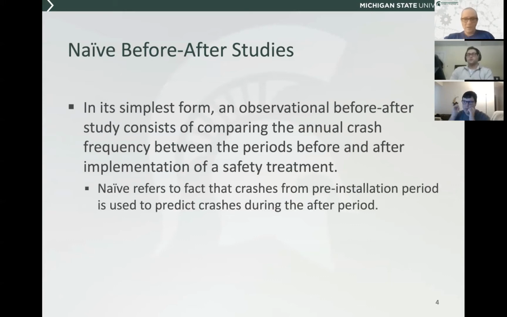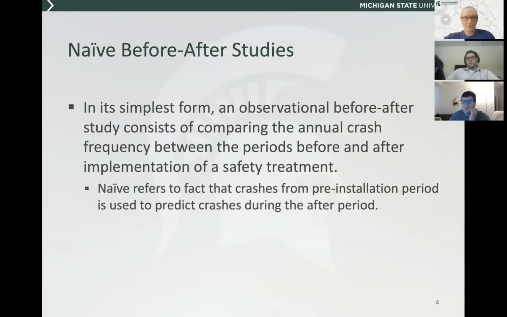Okay. And so we generally refer to it, and it's somewhat funny that we refer to it, as naive before and after, because the name makes it sound like it's not a particularly good method. With that being said, a lot of states use this, and it gives us a reasonably good estimate, in lieu of more complex statistical analysis, of what the effectiveness of some of these countermeasures are. But the nomenclature there, naive, just refers to the fact that crashes from the pre-installation period are used to predict crashes during the after period.